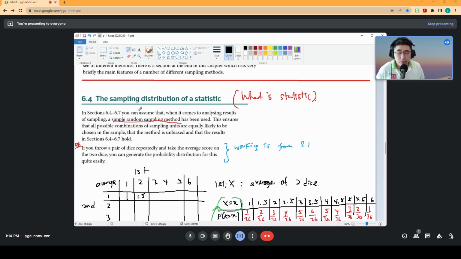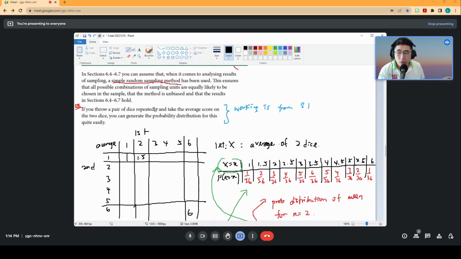Next, this will be the important part of the topic. Okay, you need to know what it means by sampling by statistics. You need to know what it means by a statistic and the sampling distribution of statistics. Okay, so let's go for method.